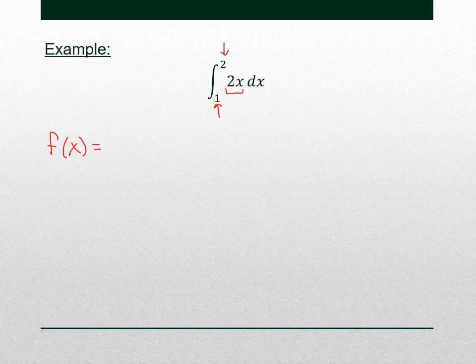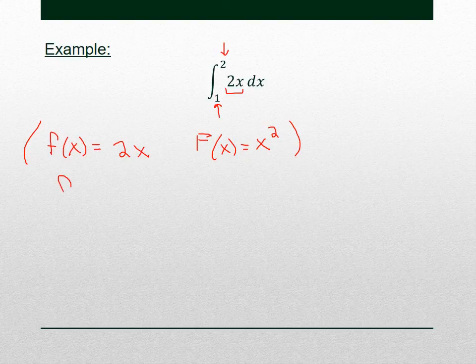Little f of x is the stuff inside my integral, so that's 2x. And capital F of x is the antiderivative of little f of x. So what's the antiderivative of 2x? Well, that is x squared. All right, this step here I won't do for the rest of our examples going forward, but if it helps you, you can write it every time to remember to plug in the correct thing for that antiderivative. So let's plug those things in.